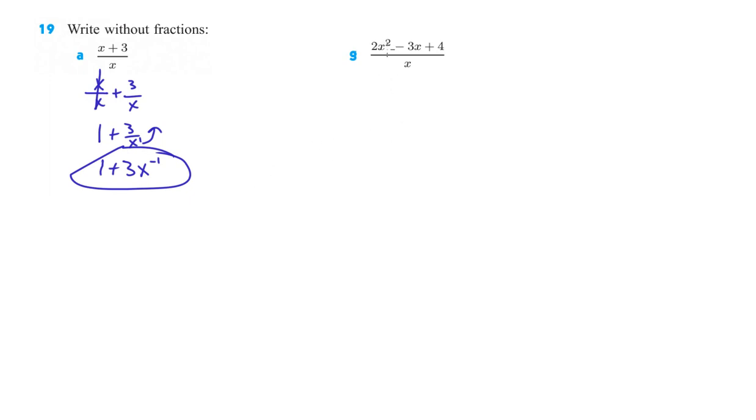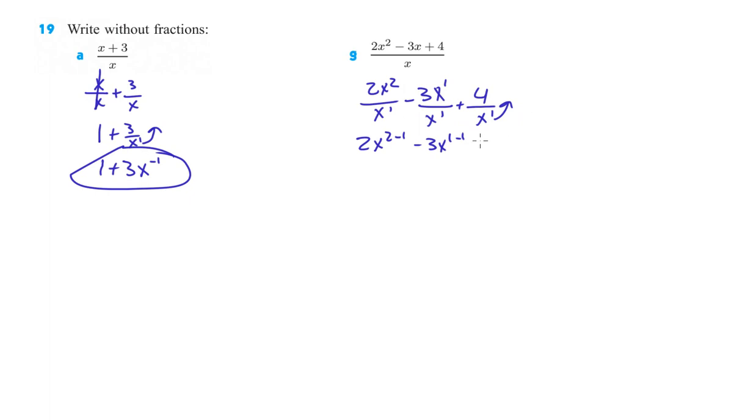Okay, same idea here. Put each one of these over x. 2x squared over x to the 1st minus 3x to the 1st over x to the 1st plus 4 over x to the 1st. So this is going to be 2x squared minus 1, right? Because x squared over x to the 1st, 2 minus 1, minus 3x to the 1st minus 1 on the bottom. And then this is going to have to go up on the top.